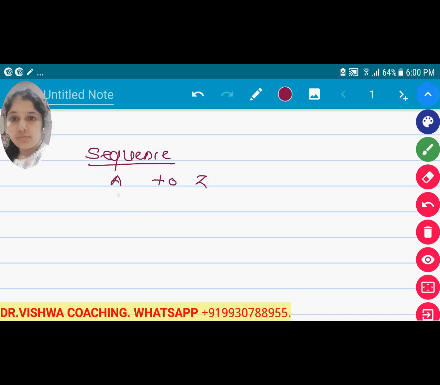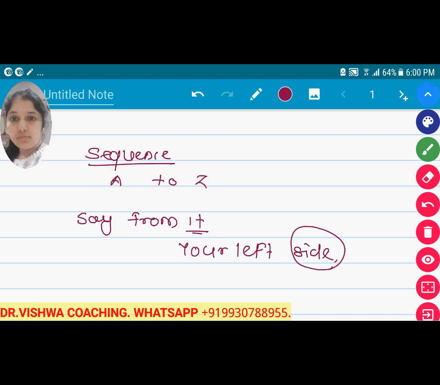Now when we say from left side, you have to count. Left means your left side, not the book's left side. You are facing the book, and whichever is your left hand, you have to count from that left hand side. When we say right hand side, then you have to take your right hand and count from the right hand side.